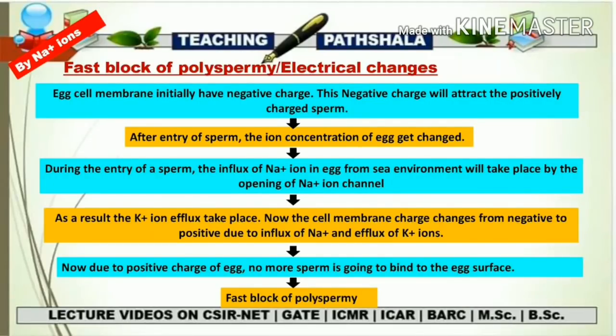And this is the whole concept behind the fast block of polyspermy, that after the entry of the first sperm, the overall membrane potential of the egg changes from negative to positive, and now the positive charge of the sperm and the positive charge of the egg are going to repel each other. In this way there is a prevention of polyspermy in the fast way. And this is also called the electrical change, because there is an involvement of different ions which take part in changing the membrane potential.